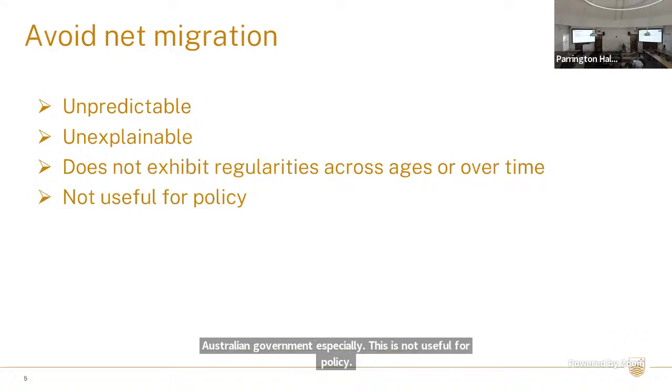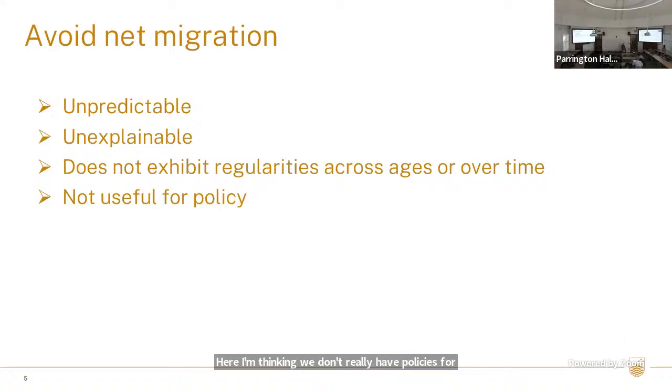Here I'm thinking we don't really have policies for it. Some countries, like China, which we heard about last week, do have an internal registration system for migrants, but in most countries, for domestic movements, people are free to move wherever they want. But international migration is controlled via entries, not so much the exits. So really, policy should be directed at immigration, not net migration.